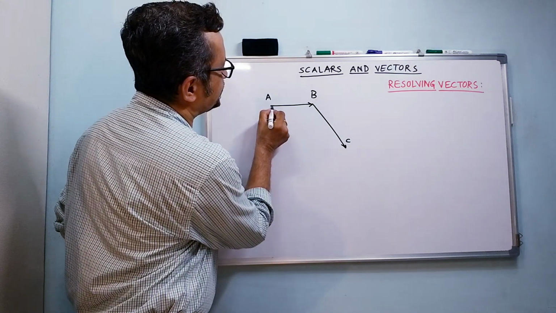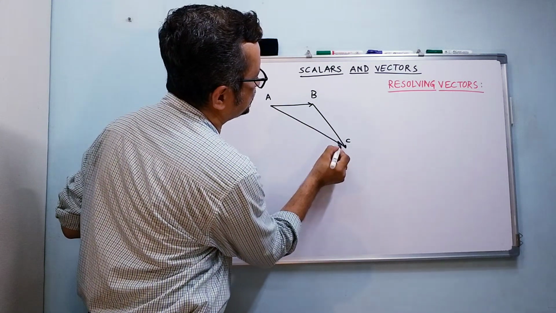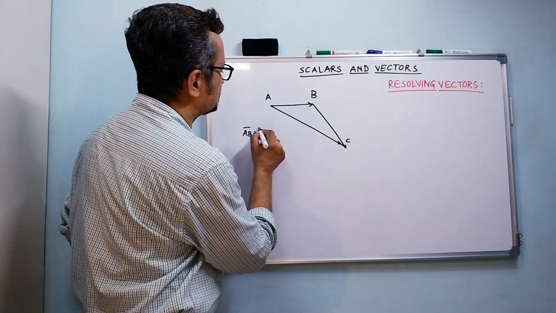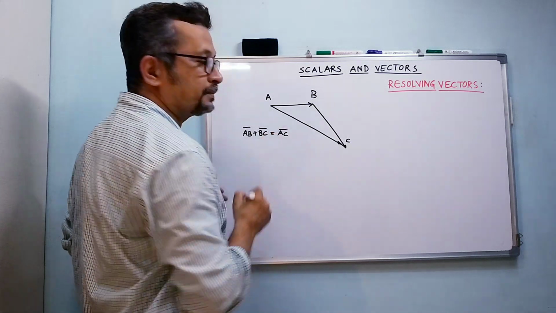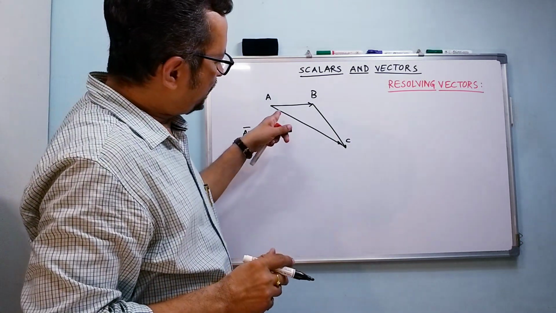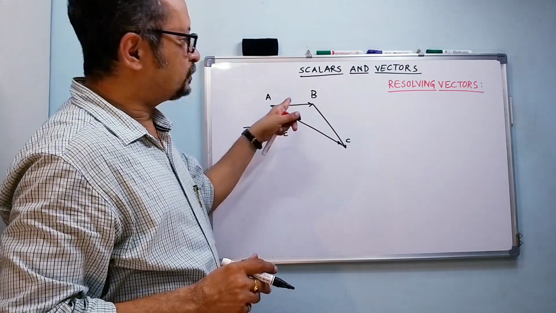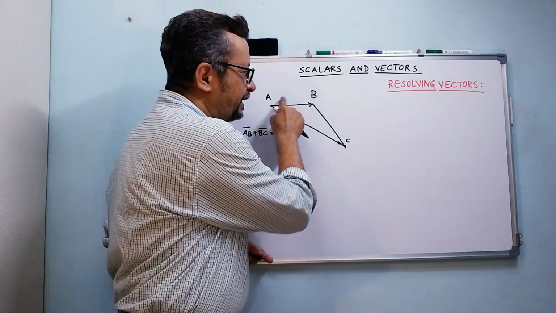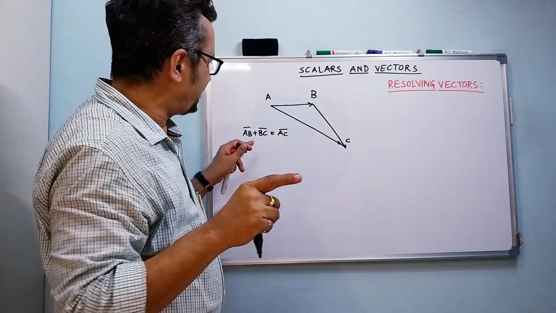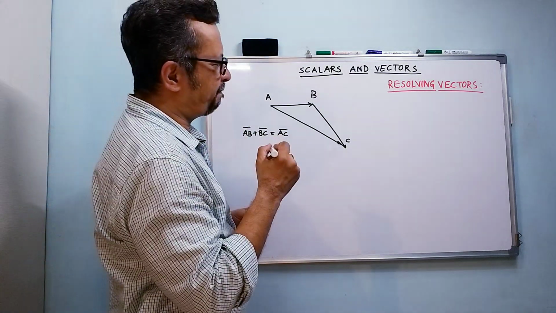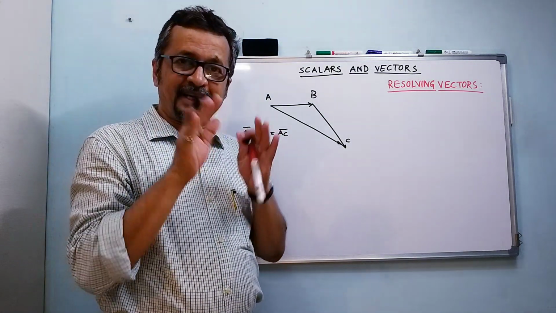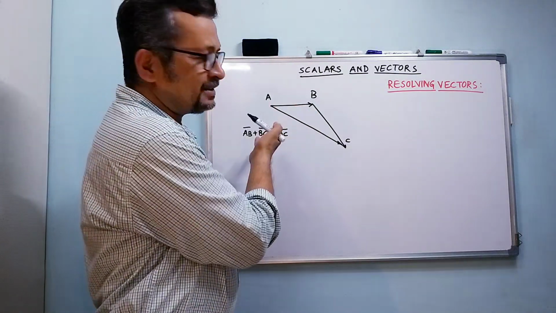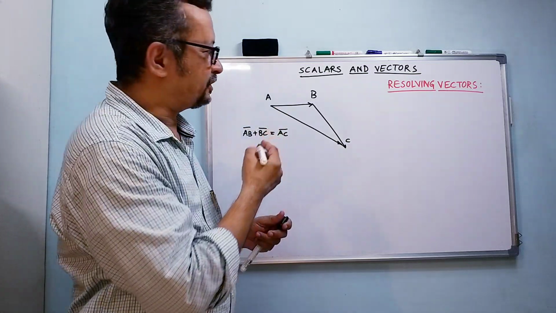So my resultant is this AC bar. So I would say AB bar plus BC bar is equal to AC bar. So my AC bar has got two components. What is a component? Components are nothing but parts. AB bar and BC bar are parts of my AC bar, correct? That means AC bar can be expressed as the sum of AB bar and BC bar, correct? You can see it here, and mathematically also we can write it here, right?